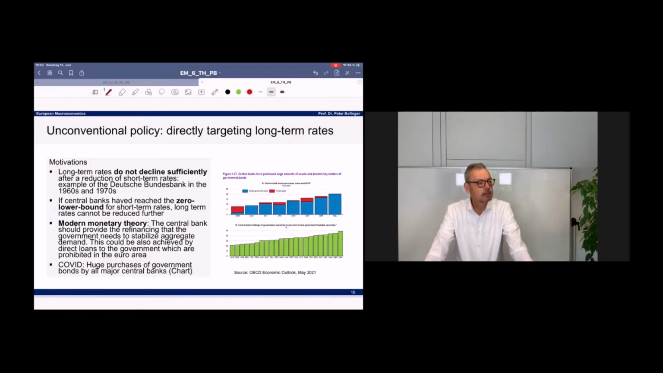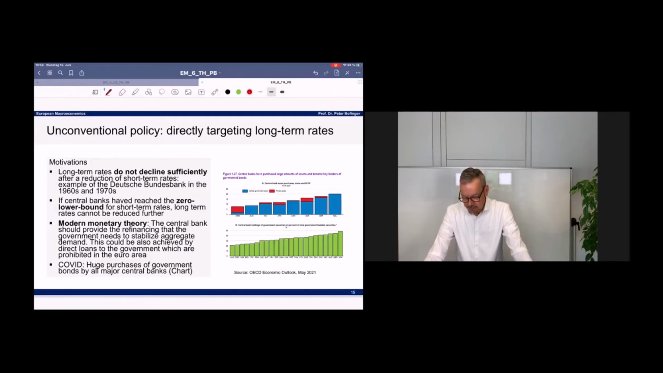Modern monetary theory assumes or suggests that the central banks directly finance the government. This is in the euro area not possible, but there are also indirect ways to finance the government. So if the government issues bonds, if the bonds are purchased first by banks on the primary market, then the central bank can purchase these bonds on the secondary market. And in essence, it doesn't make a major difference as far as the impact on the economy is regarded, whether the central bank directly finances the government or whether the central bank purchases government bonds that were issued by the government and then first purchased by banks. So this is the idea of modern monetary theory.